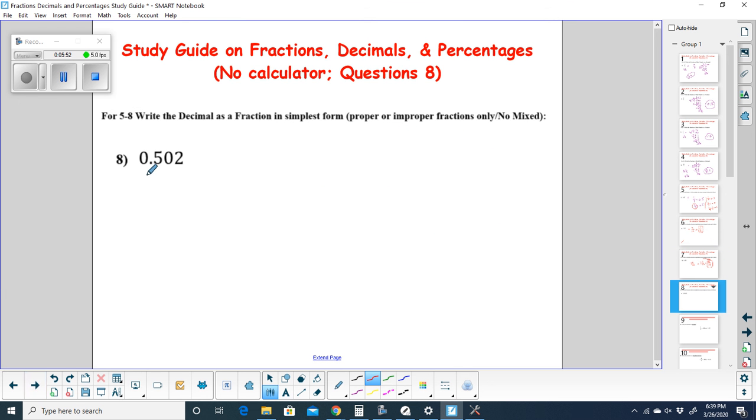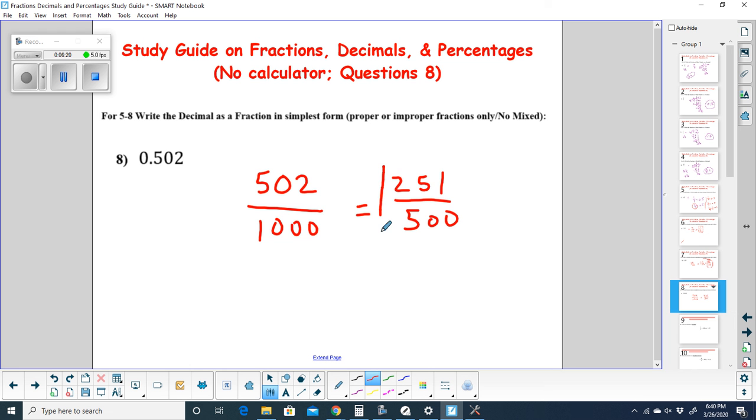0.502. Well, that's 3 decimal places beyond the decimal point, so it's 502 over 1,000. This is tenth, hundredth, thousandth. A little trick: 1, 2, 3 zeros. So 1, 2, 3 zeros. So 502 over 1,000. If I divide both the numerator and denominator by 2, I get 251 over 500. That's our answer to number 8.